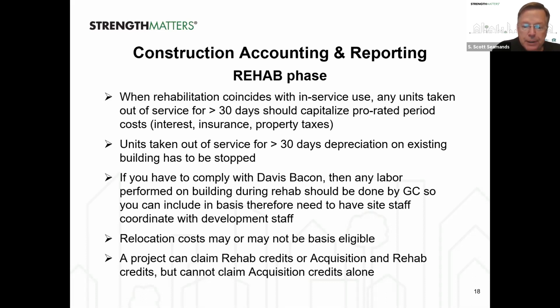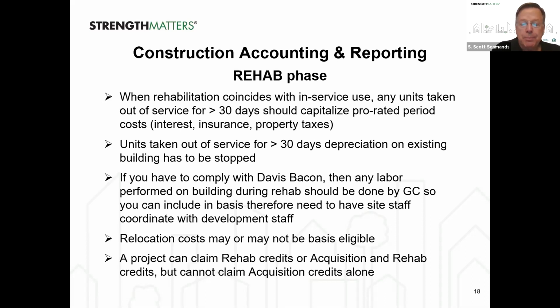Relocation costs, we've talked about that pretty well already, so it may or may not be basis eligible depending on things we said before. And this is an interesting point here at the bottom. The project can claim rehab credits or acquisition and rehab credits, but it cannot claim acquisition credits alone. This is because the whole program of, we're talking about either 4% or 9% really. If you're acquiring a pre-existing property, if you don't do any rehab on it, it's not enough just to buy the property and move on with renting it out.